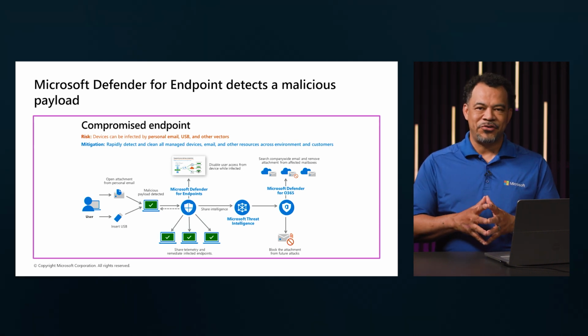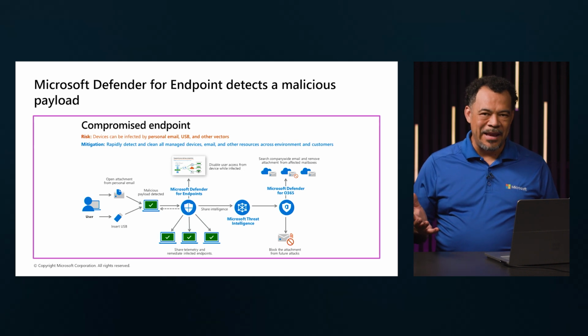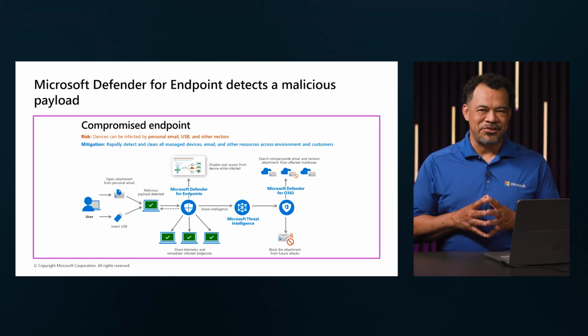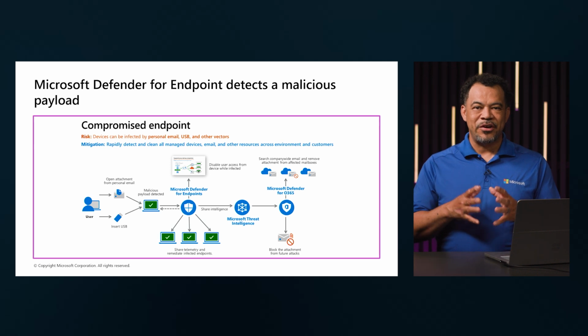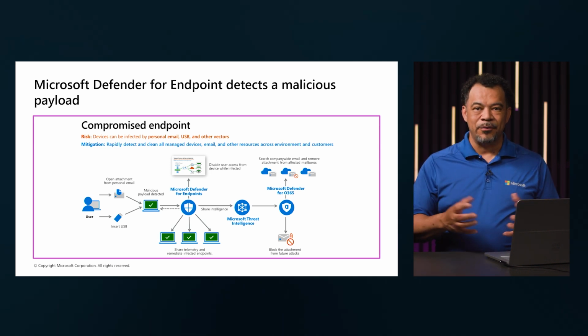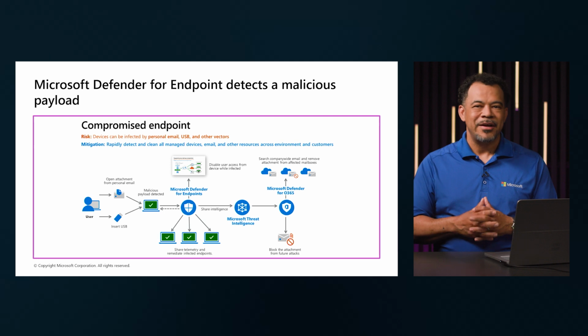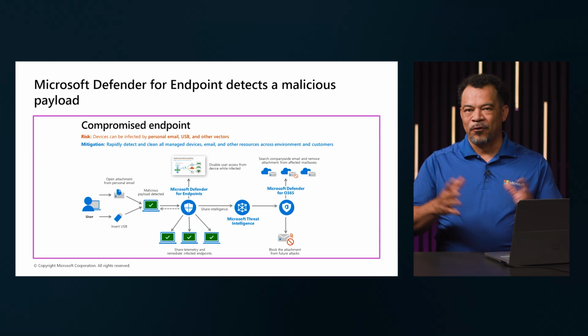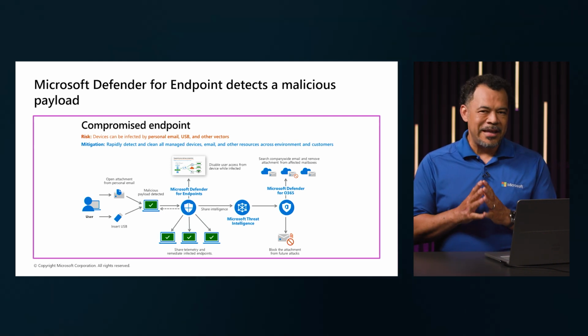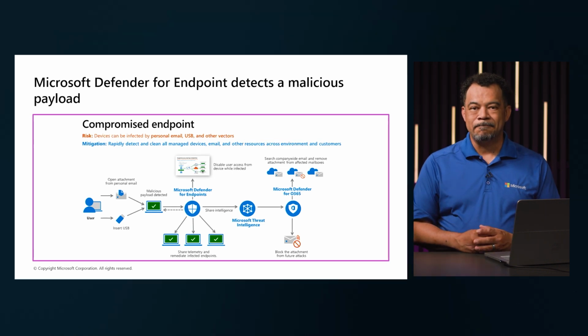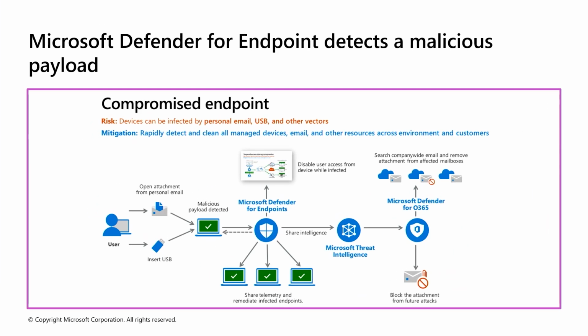Threat info gets shared to stay ahead of the game. The system doesn't just stop the attack, it also shares with everyone else what it found through Microsoft Threat Intelligence to help protect everyone else from the same threat. Email protection goes company-wide. Microsoft Defender for Office 365 scans all company emails to find and remove the bad stuff and blocks it from coming back. It's like cleaning up the mess and locking the door behind it.